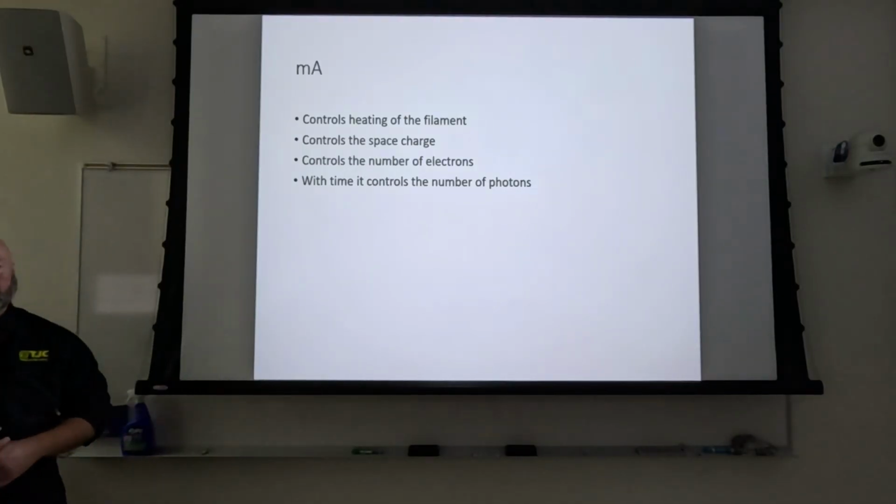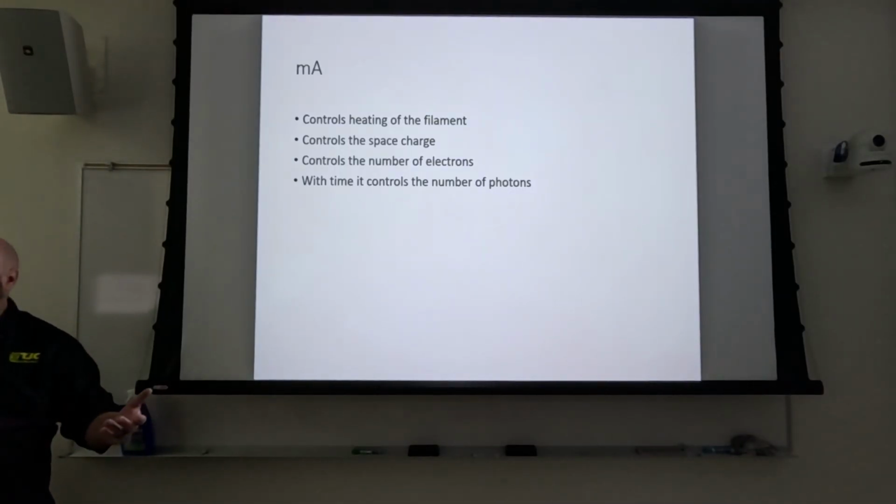Let's say you can have an open filament. You try to make an exposure and the machine won't let you make an exposure. Open filament just means burnout. So you can have one filament that's burnt out and one filament that still works. In that case, you can still make an exposure just on one filament.